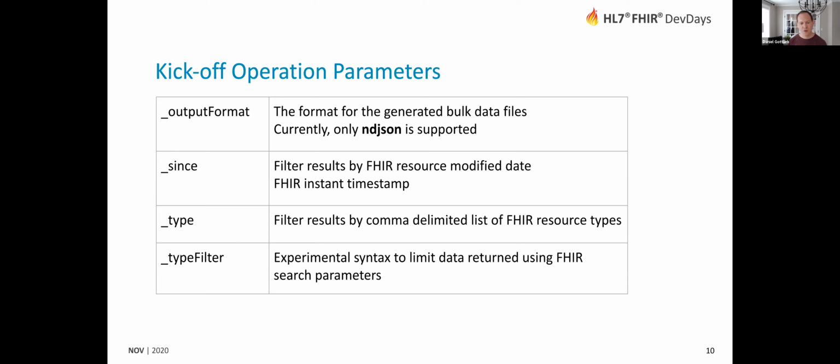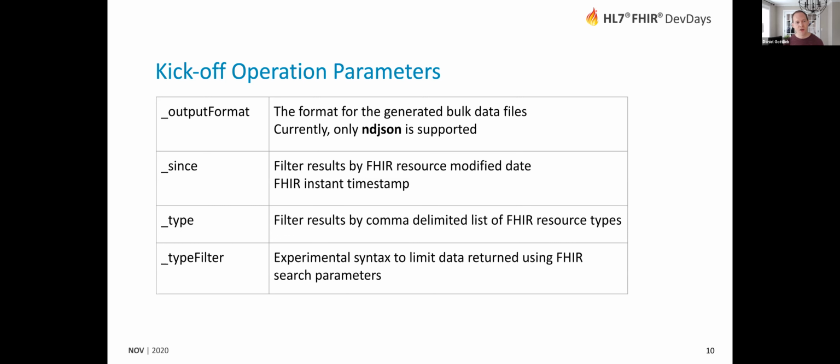So a server might want to support a format like Parquet that's binary and optimized for analytics. And as long as the server supports that format and the client wants that format, it can request these alternate formats using the output format parameter.